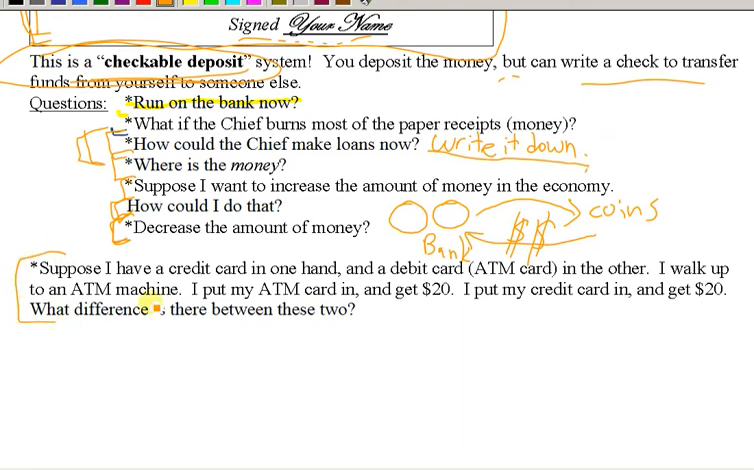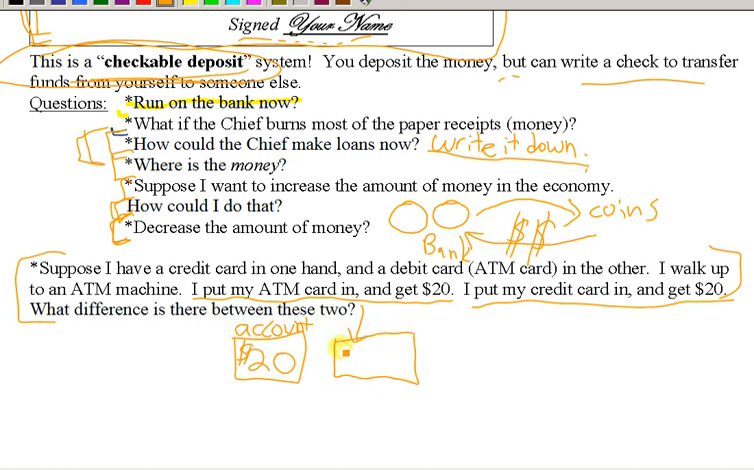One last thought question about money: suppose I have a credit card in one hand and a debit card or ATM card in the other. If I walk up to an ATM machine and put my ATM card in to get $20, how is it different from if I put my credit card in and get $20? The big difference is that with the ATM card, you haven't really changed the amount of money in the economy. All you have done is taken $20 that was inside your bank account as a number, and converted it into a different form of $20, which was a $20 bill.